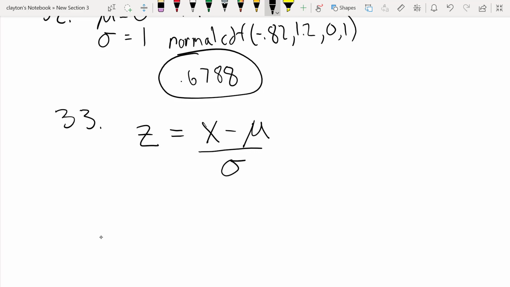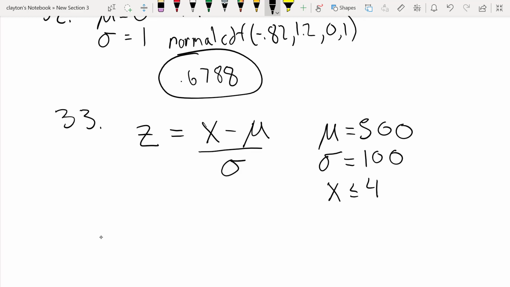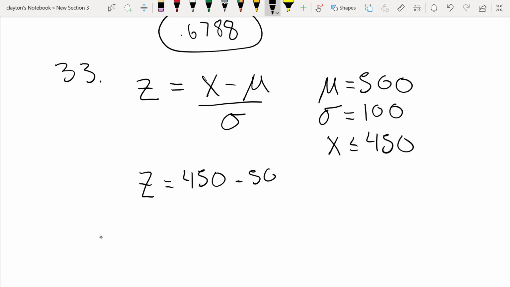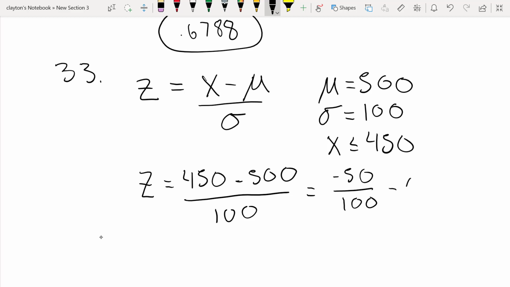Okay, so SAT scores are normally distributed with a mean of 500, a standard deviation of 100. It says find the probability that a randomly chosen test taker will score below 450. So below, x is less than or equal to 450. So in our case, right, z is going to be equal to 450 minus 500 all over your standard deviation of 100. And so we have negative 50 over 100, or negative 0.5.